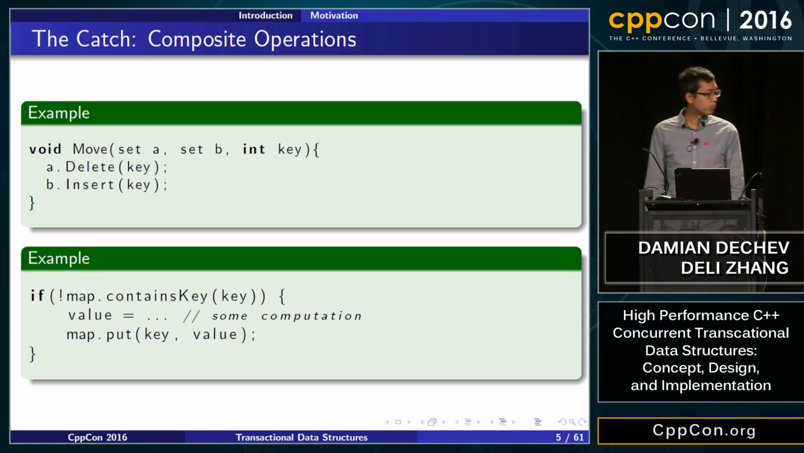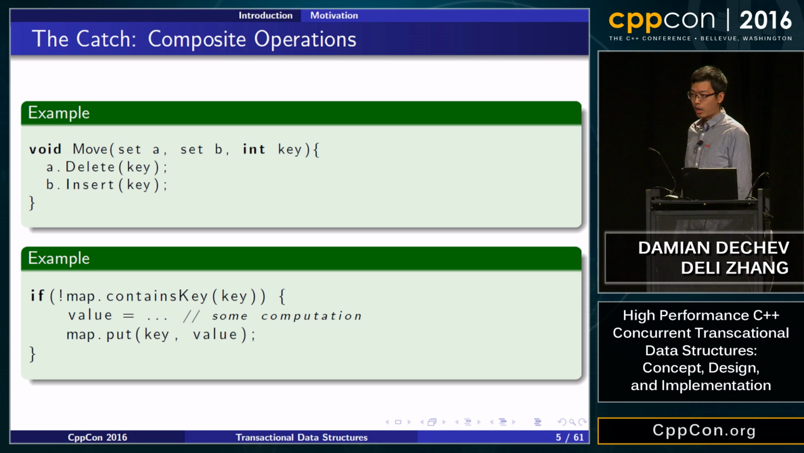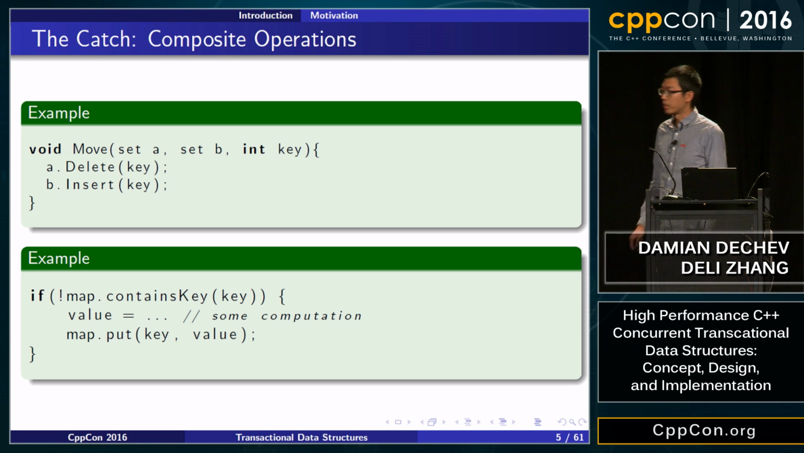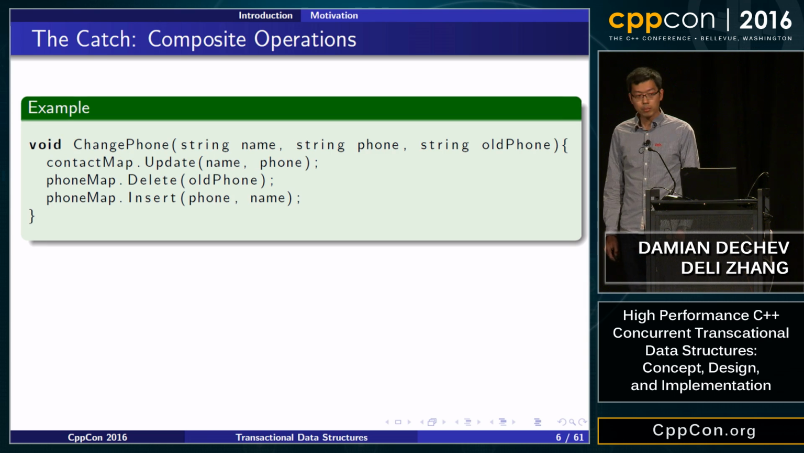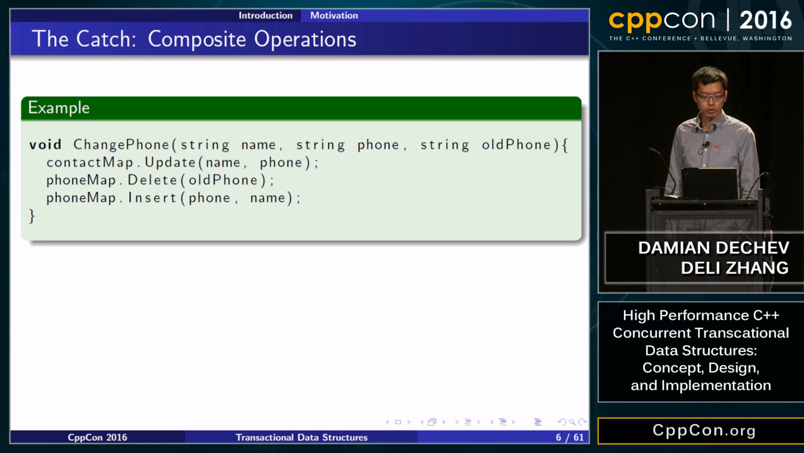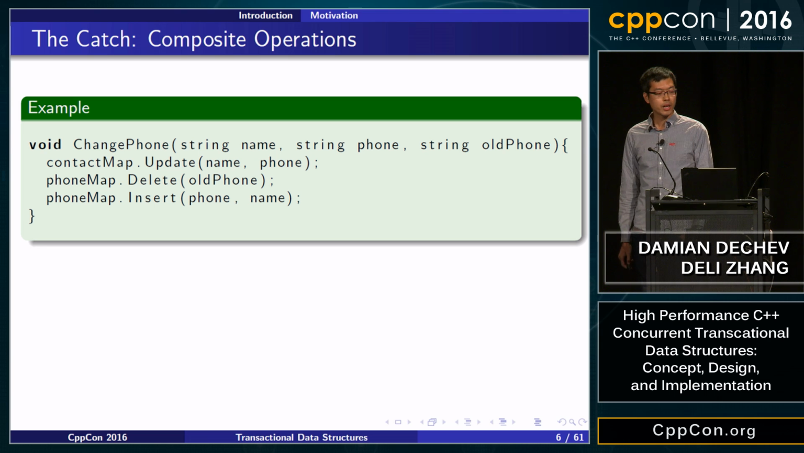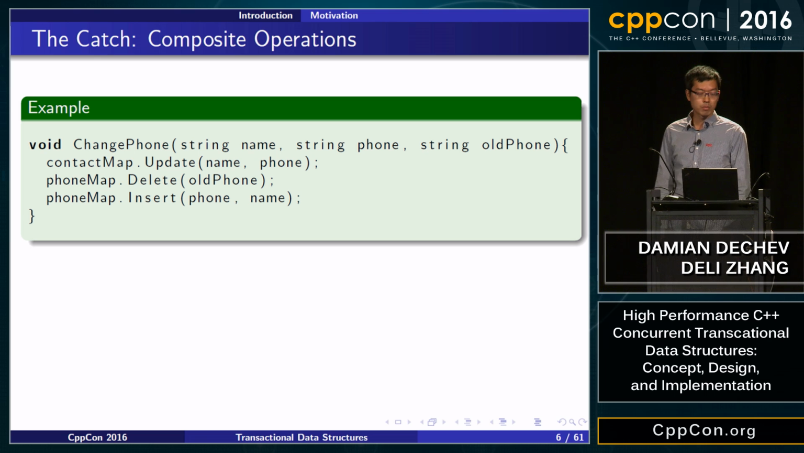Now, what if we only have one container? That's not going to help. We still need additional synchronization. In the second example, we try to compute some value and put the new key-value pair into the map only if the map does not already contain the key. The thread might get interrupted after the condition check, so the operation might wrongly overwrite an existing value in the map. A more complicated example involves two hash tables. Consider a program that tries to maintain a forward map from a contact name to phone number and a reverse map from the phone number to names.